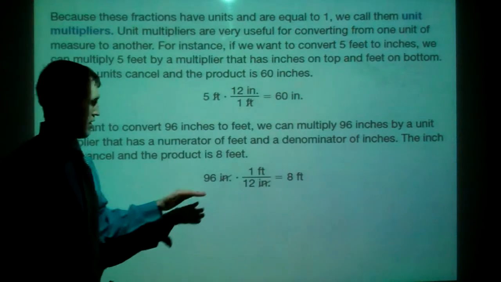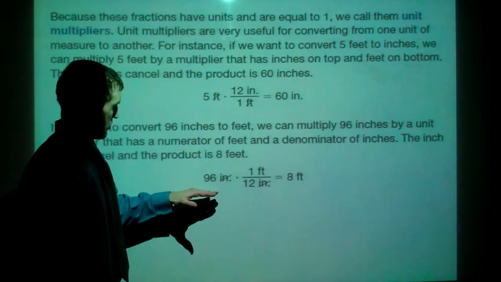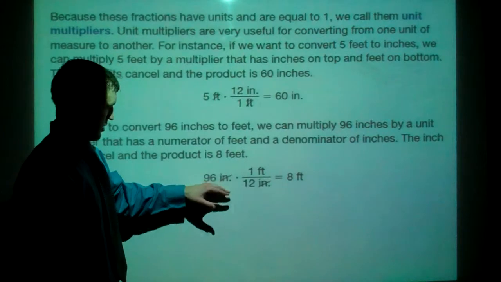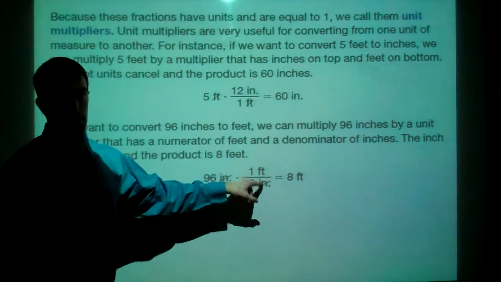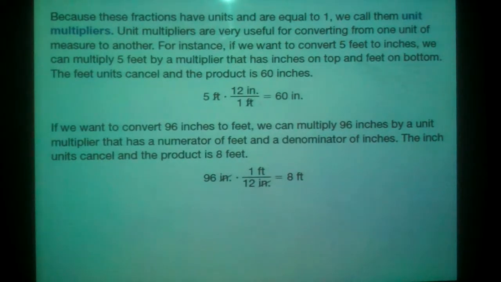If we want to convert 96 inches to feet, we can use the unit multiplier for that. Now this is different. Now we're going from inches to feet. So 96 inches, that means we're going to put inches down here so that inches cancel out, and we're left with feet. Now you know you're done when you have the unit you're trying to convert to as your top part on your last step.